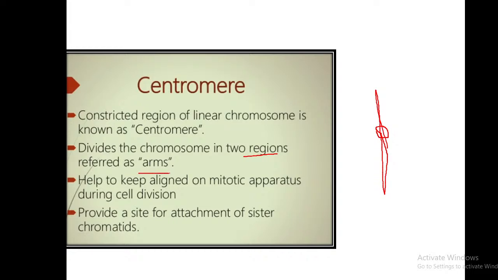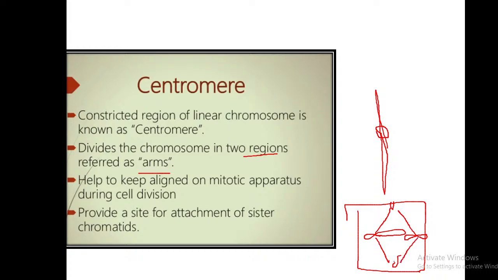And divides the chromosome into two regions, and that is referred to as the arms of the chromosome. And it helps to align the mitotic apparatus during cell division. During cell division, just remember we have told this, the chromosomes will be aligned at the metaphasic plate, and it will be moving towards either poles, and the spindle fibers will come and attach on this centromere. So it helps to align the mitotic apparatus.